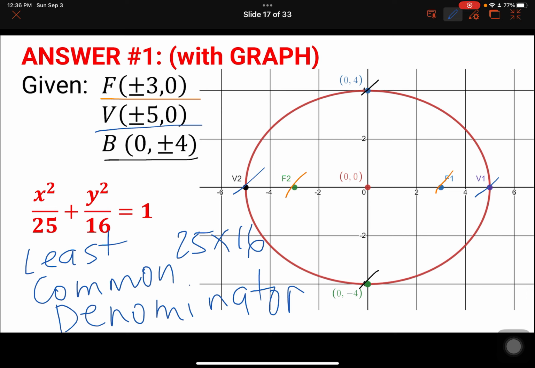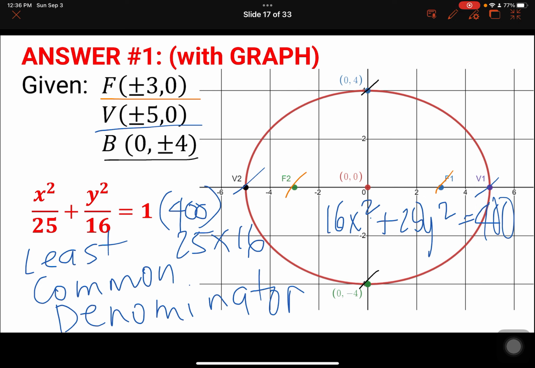So, times lang natin to ng 400, both sides. So, 400 divided by 25 is 16, kaya naging 16x squared. 400 divided by 16, so 25y squared. So, 400 times 1 is equal to 400. Kaya naging ganyan po yung equation natin.